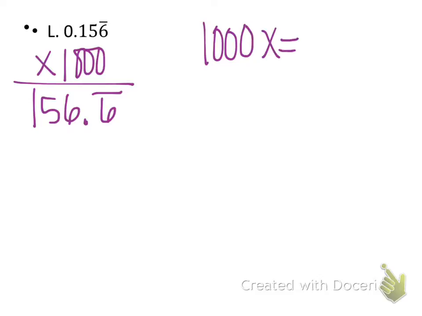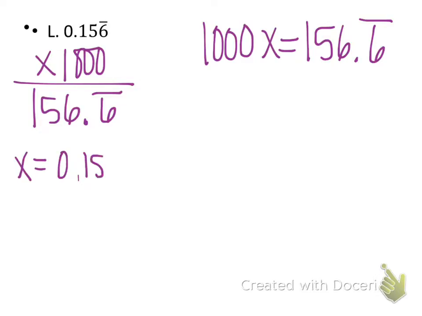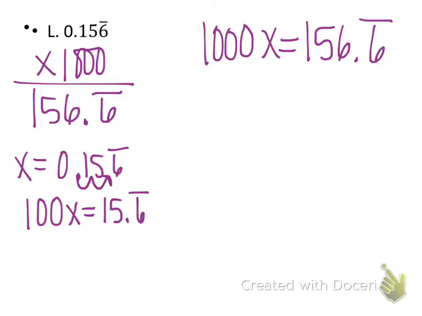So over here, setting up my equation, 1,000x equals 156.6 repeating. Now in this case, I don't want to just use x. I don't want to subtract 0.156 repeating. I need to move the decimal so that I just have that 6 repeating on the right-hand side. So to do that, I'm going to take x, which would be 0.156 repeating. If I move my decimal 2 times, that's the same as multiplying by 100. So 100x equals 15.6 repeating.